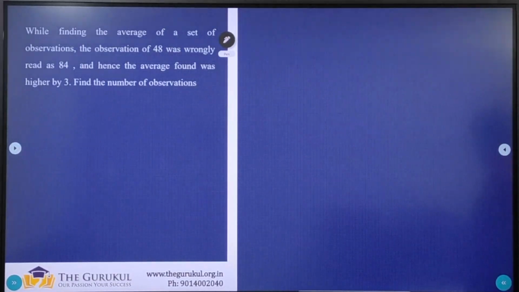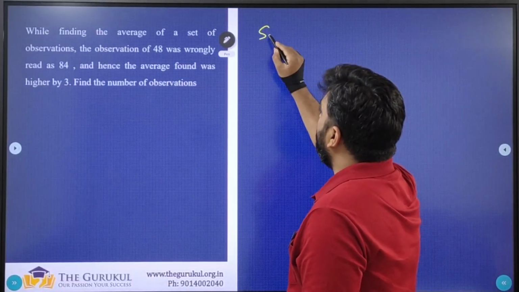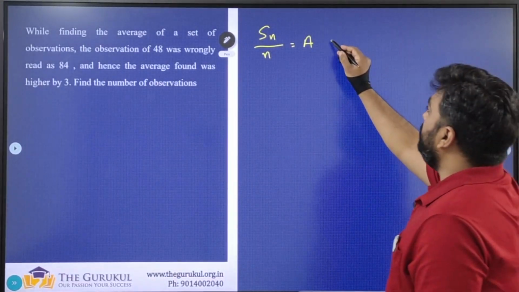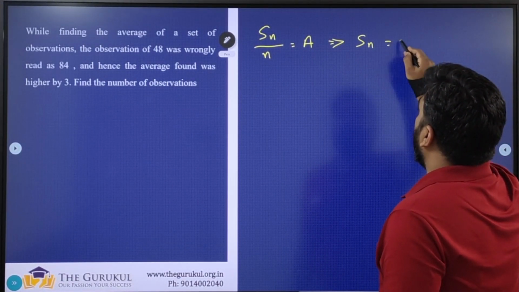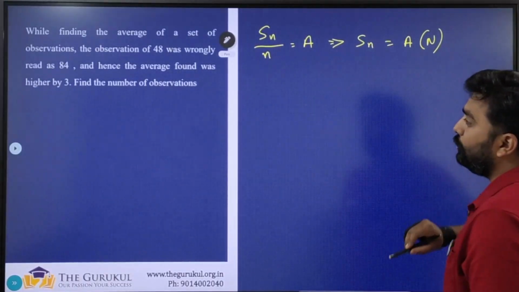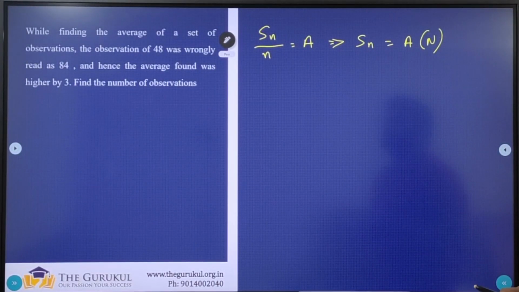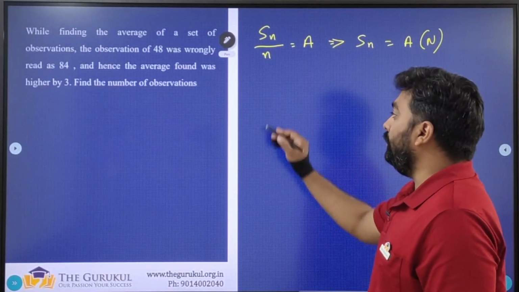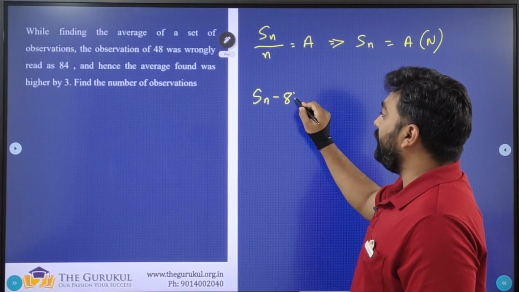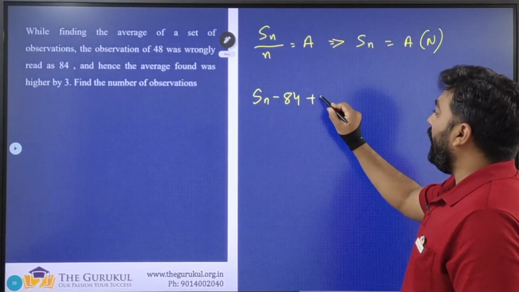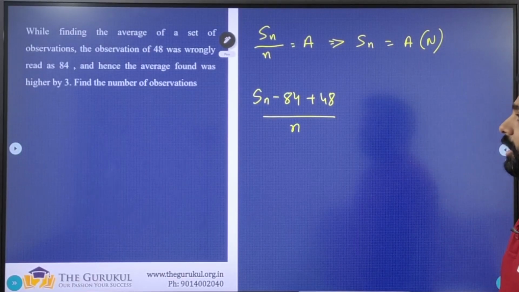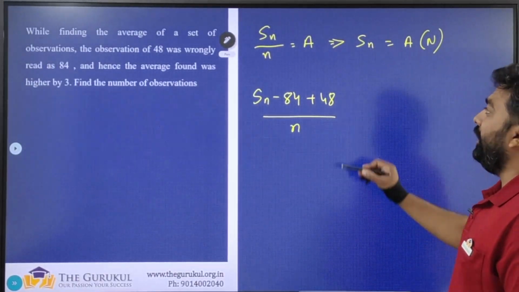Quickly try this question. Without anything, I can say sum of n numbers by n is equal to average. So from this we can say sum of n numbers equals average into total number of numbers. The observation 48 was wrongly read as 84, which means I wrote 84 but it should be 48 only. So from this I need to subtract the number which I wrote, that is 84, and add the actual number which is 48. Still the number of numbers is n only, and hence the average was found higher by 3.